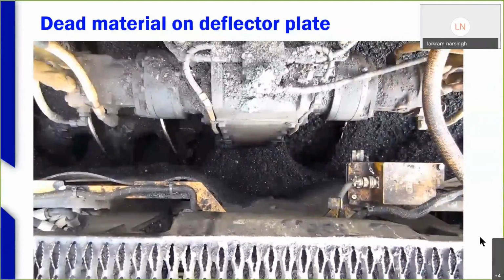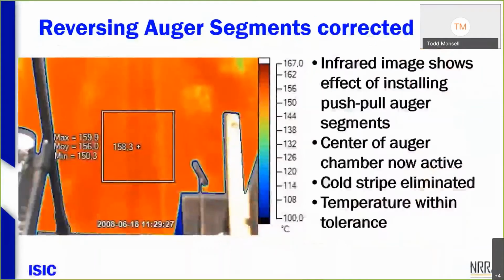So if you're able to see that there, you could see that stagnant mix just sitting there. And again, that's built up on that deflector plate area. So that's something you've just got to look at, knock that material down. And once the reversing augers, or we, knock that material off of there, you see in the thermal image that center line stripe pretty much goes away.